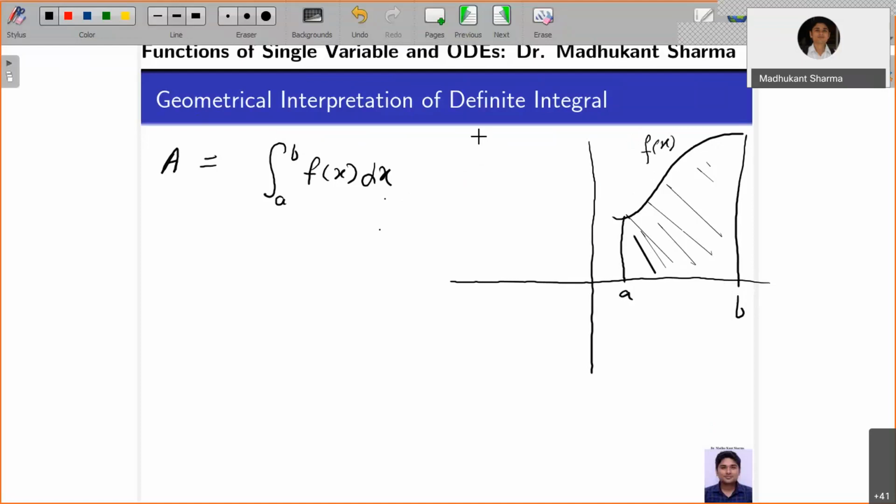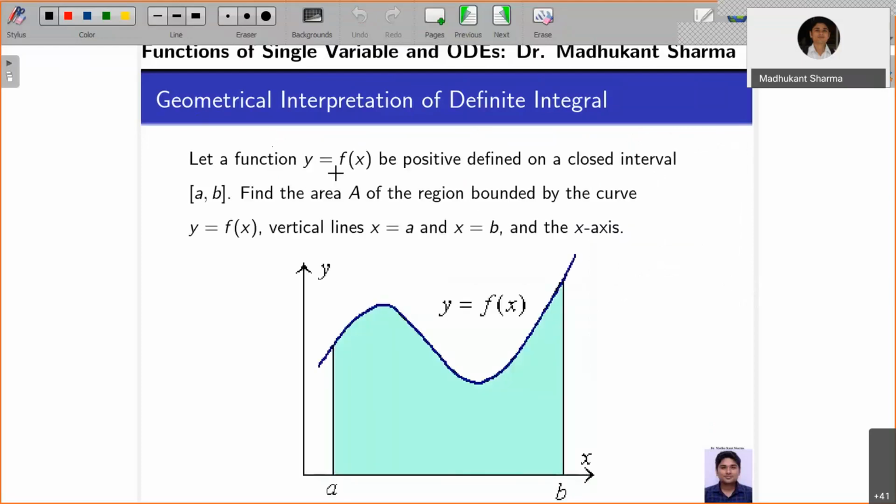Right. So let's have a function y be positive, defined on a closed interval [a, b]. Then find the area A of the region bounded by the curve y equals f of x, the vertical lines x equals a and x equals b, and the x-axis. As told, the blue line is the curve y equals f of x. The vertical lines are the lines parallel to the y-axis. The area bounded by these and the x-axis is given by this.